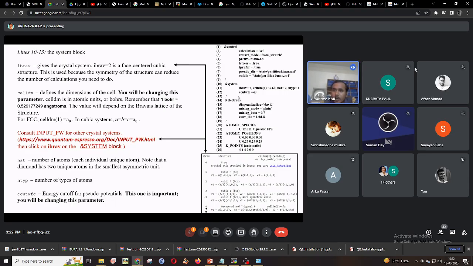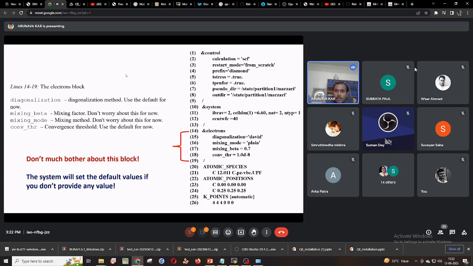I'll discuss a bit about ecutwfc and how we'll get this. What is the estimated value? All these are the system blocks, and there is much more on the site. You can check it and give it according to your need. Now we come to the next block, the electrons block.